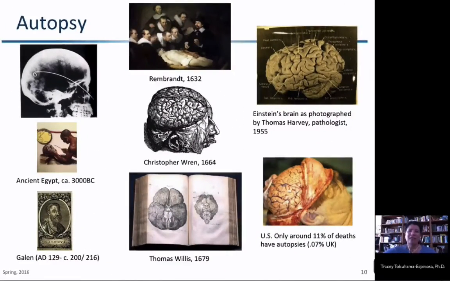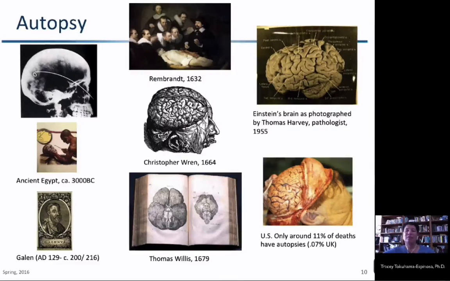Now, autopsies have been around for thousands of years. The ancient Egyptians used to actually extract the brain through the nose. I know it sounds kind of gross, but anyways, there were experimentations with autopsy very early on. After that, there's a lot of documentation by Galen, really fascinating work showing how the mind and the body were connected.